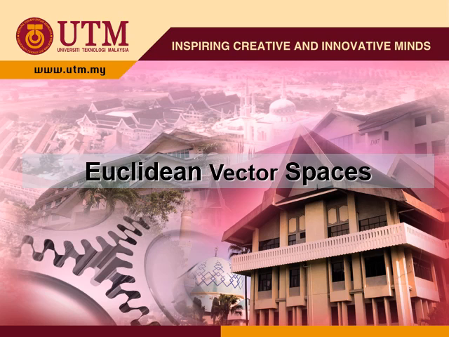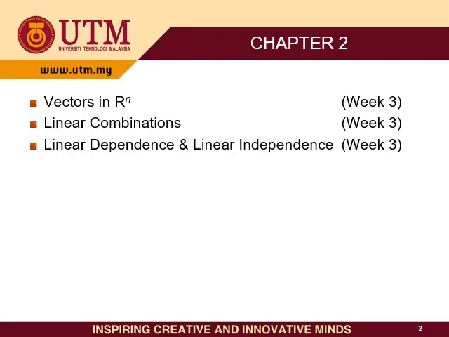Today we're going to start our chapter 2, which is Euclidean vector spaces. We will have three things to cover in this chapter. We start with vectors in Rn, linear combinations, linear dependence and linear independence. All of this we will cover in week 3. For now we will start with vectors in Rn.